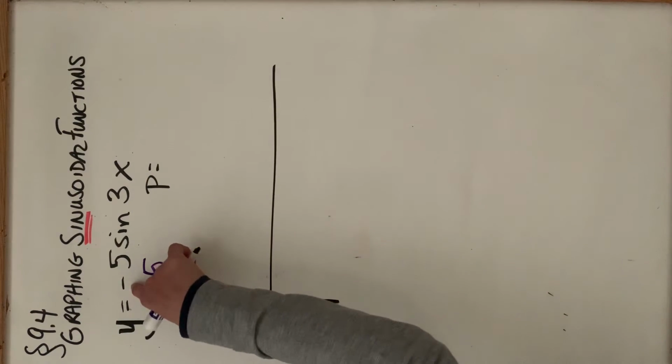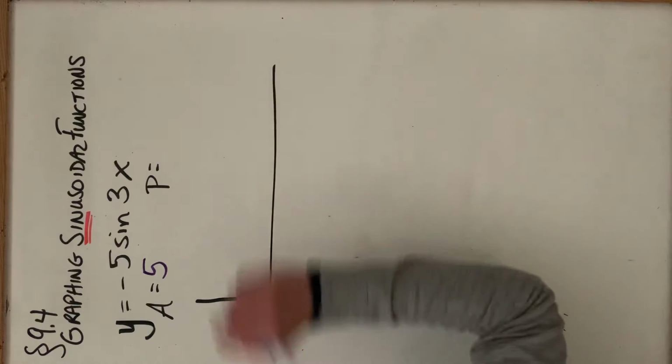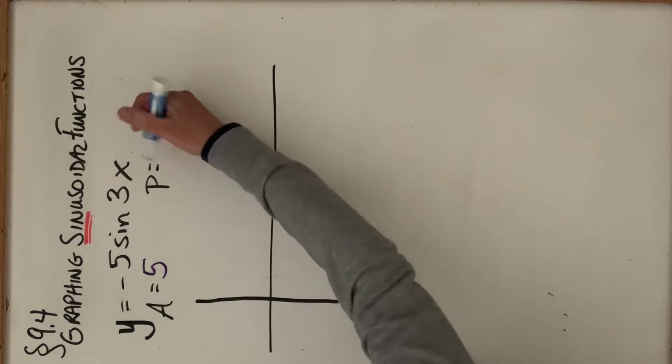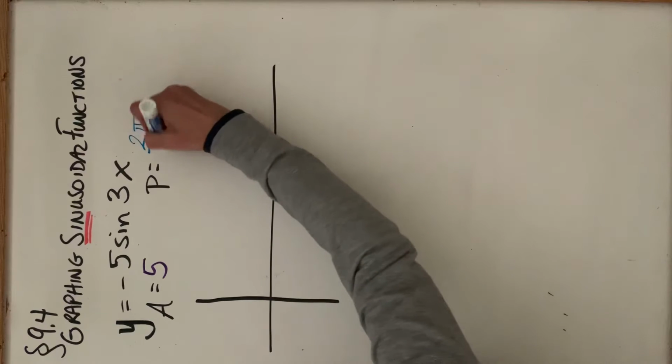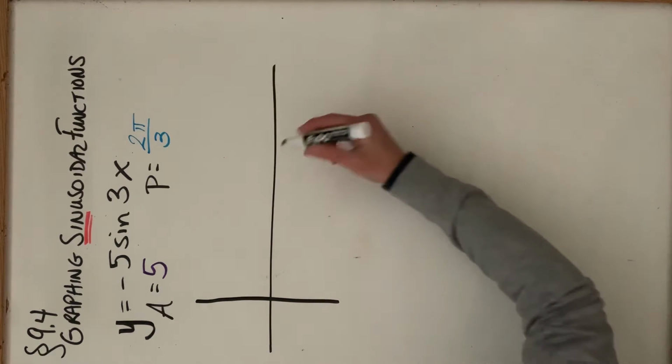The amplitude here is 5. Again, remember the negative does not affect the amplitude, so our amplitude is just 5. And the period of the function is, we know that period is 2 pi over the value of b, so our period is 2 pi over 3. Okay, so now that we know that, could we easily sketch this sine function? We absolutely could. This is probably a harder one to start with, but that's okay, we'll do it anyway.